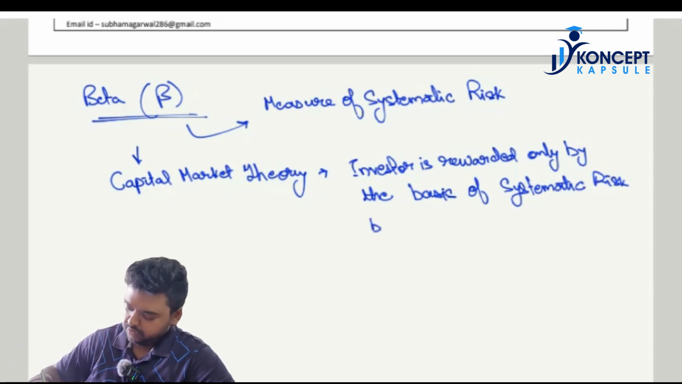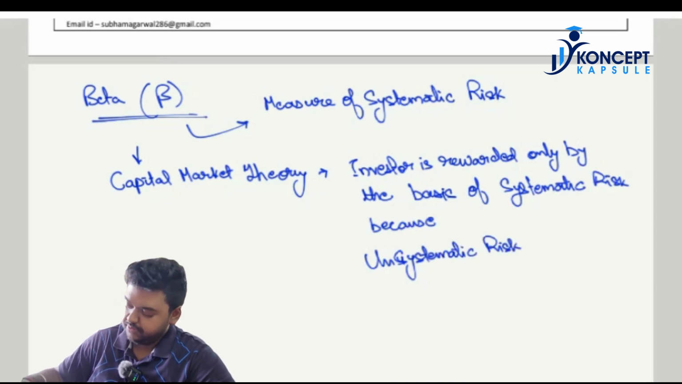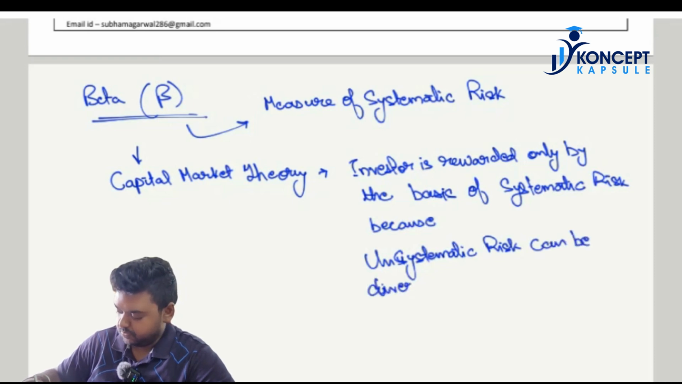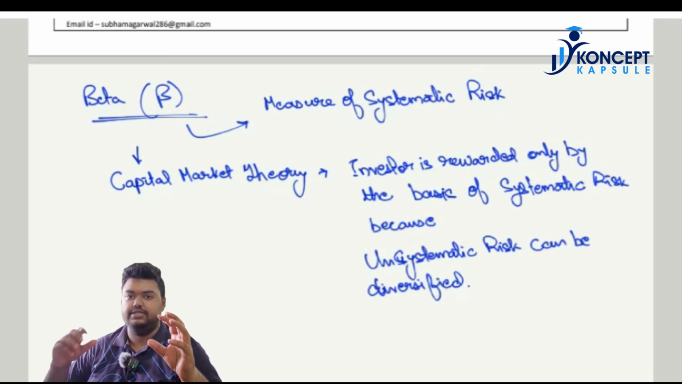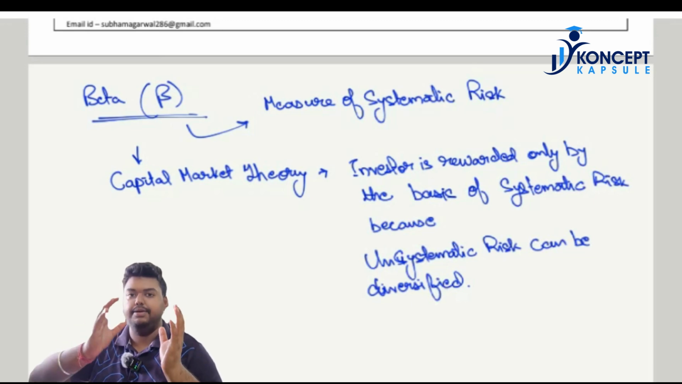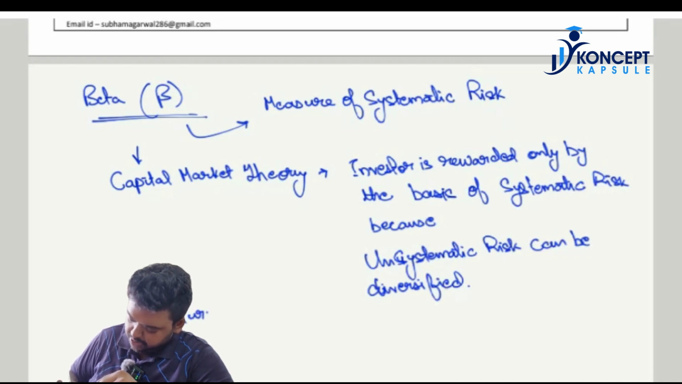Why? Because unsystematic risk can be diversified away for free. Correct? So what does it mean? It means that capital market theory was suggesting to us that the returns that we will get will depend upon the systematic risk.